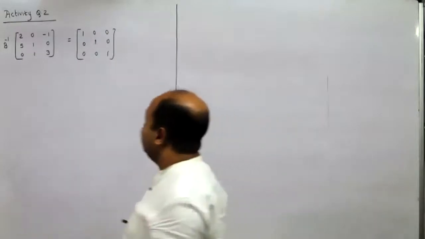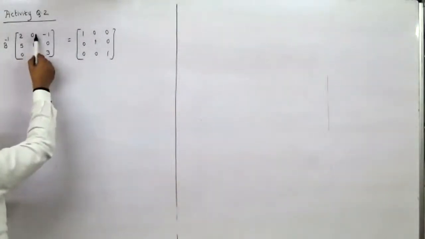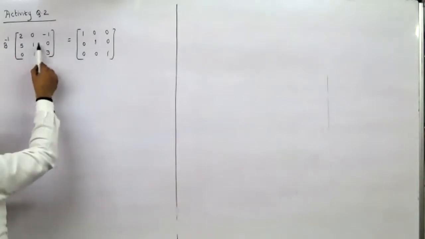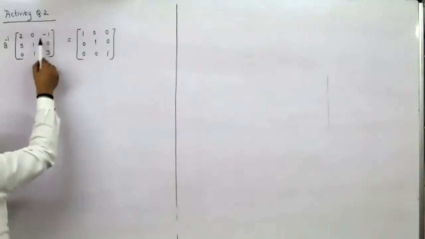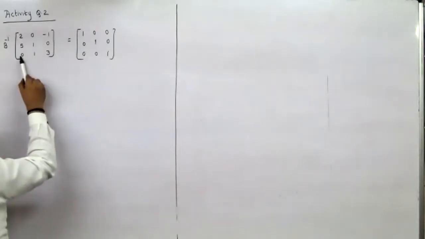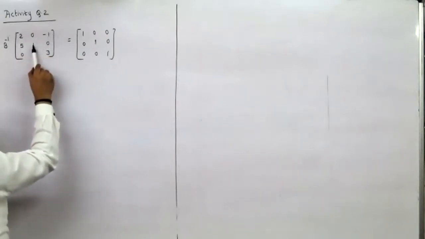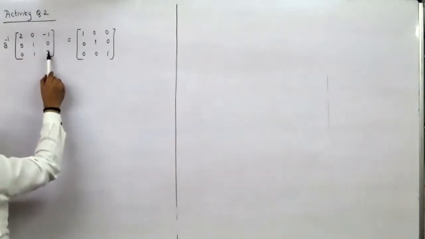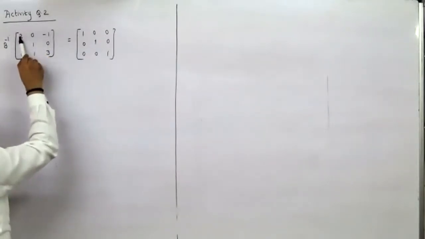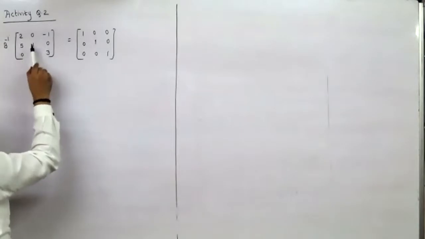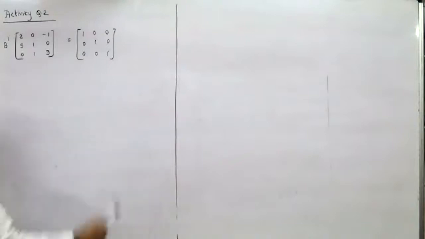Now here, if you observe, in case of column transformation, this should be 1, 0, 0, then 0, 1, 0, then 0, 0, 1. Now to make this one, we'll make use of the elements to the right. To make this one, we'll make use of the element here. To make this one, there is no option but to divide. To make these two 0, we'll make use of this one.